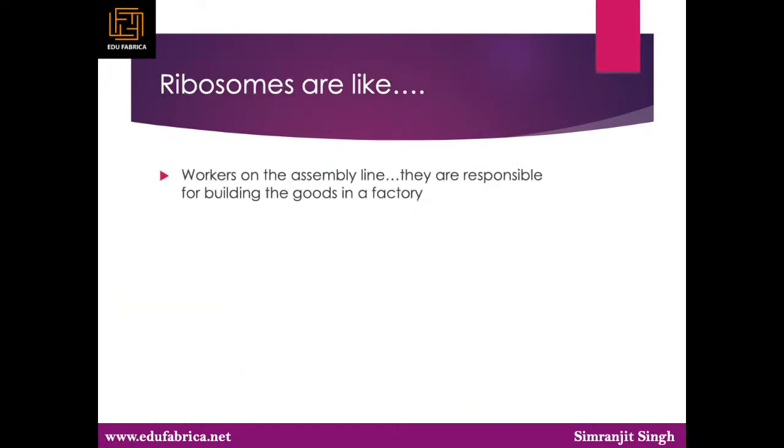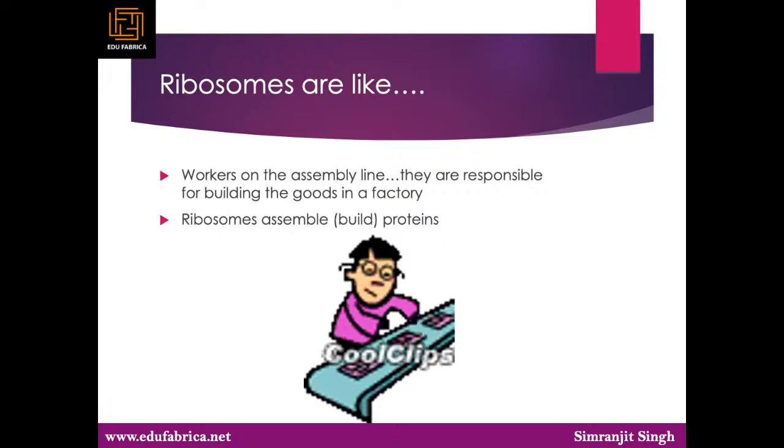Then ribosomes, which are workers on the assembly line. They are responsible for building the goods in a factory. They help to assemble your proteins: small ribosomes, big ribosomes, 70S and 80S subunits. So they help to produce your proteins together with the help of tRNA. We will discuss this in detail today in the basics of molecular biology, with an animated video and also with the presentation. In this way, it's helping us build things.